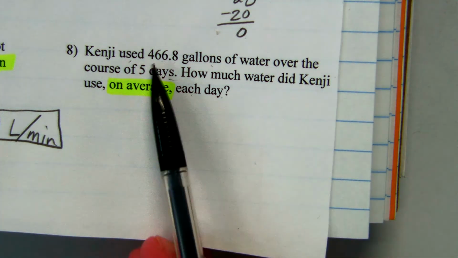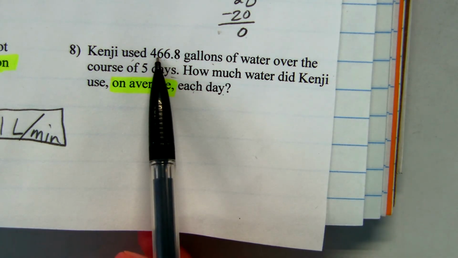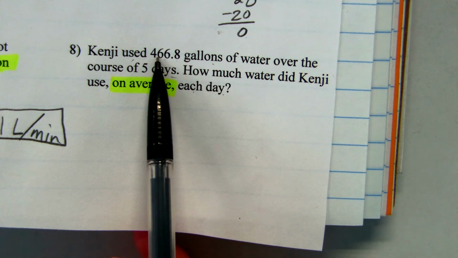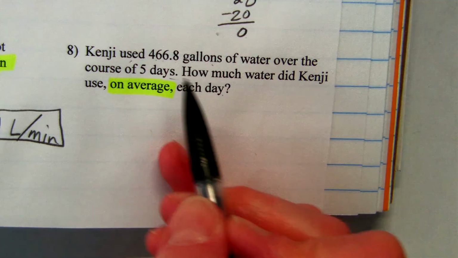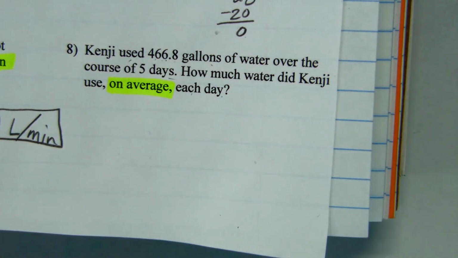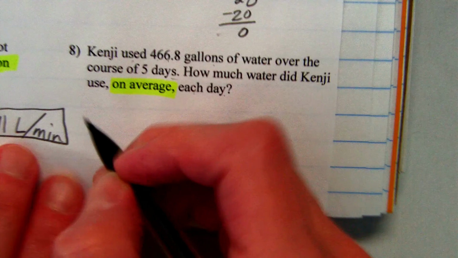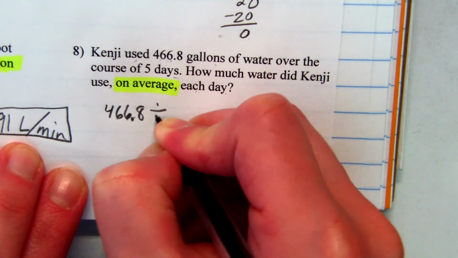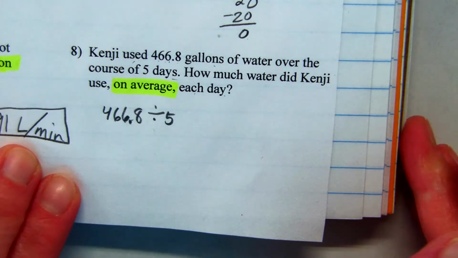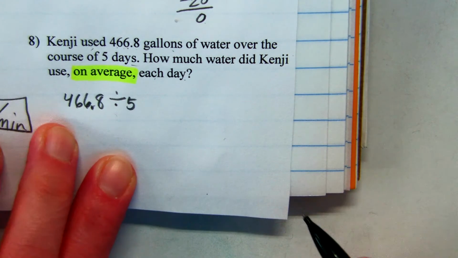So he's already added up all of the gallons for the 5 days. You could have a problem where you have to do that first, add it up, and then divide by the number of days to find the mean, which we've talked about before. They just went ahead and did the adding for us, so all we have to do is divide. So we're going to take the 466.8 gallons. We're going to divide it over 5 days to see how much we're using each day.